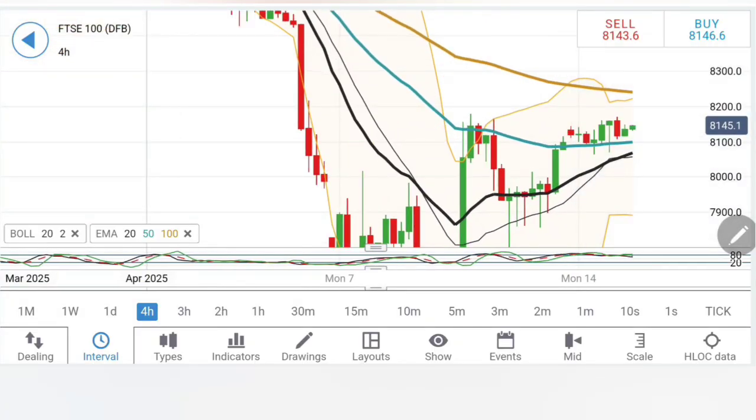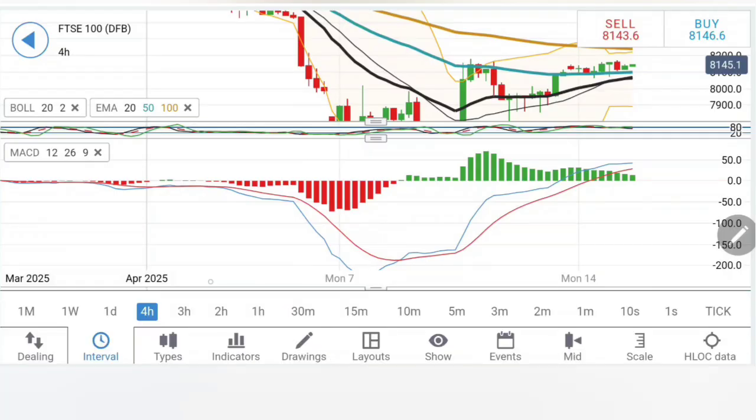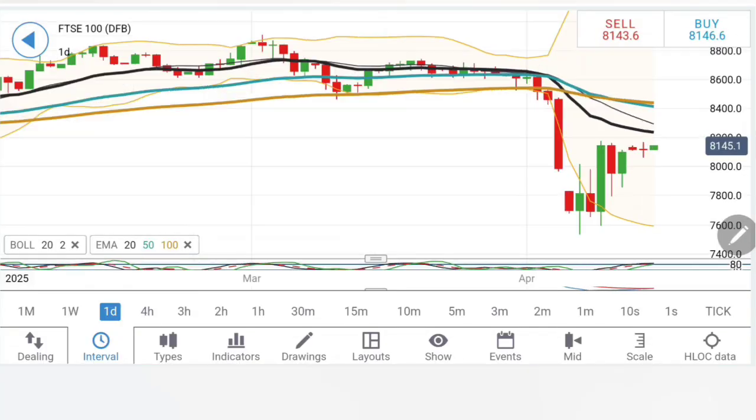Same thing with the 4-hour chart. Notice the double top after the consolidation here, and if it breaks out beyond 8180, 8200, certainly it is going to deliver tremendous bullishness. Coming to the daily chart, similar observation.